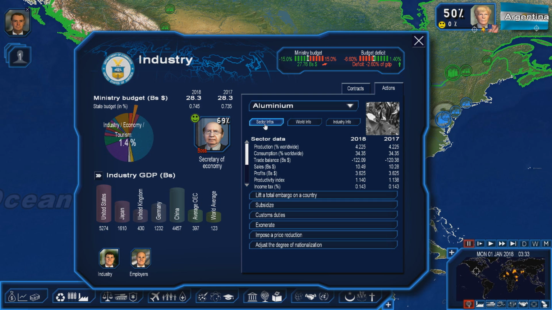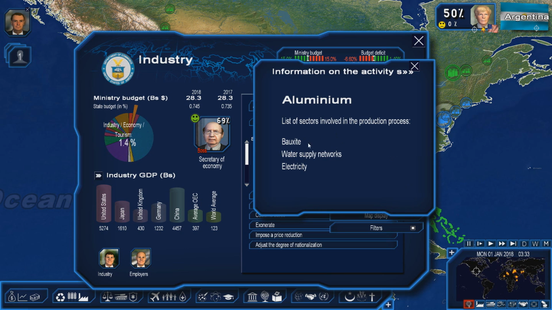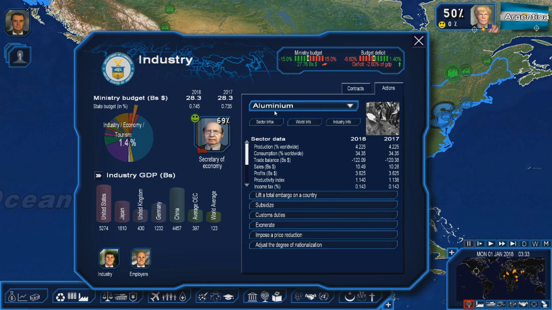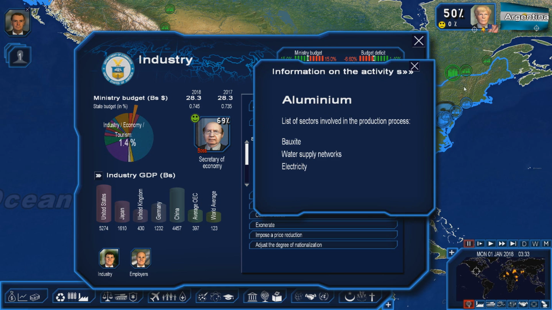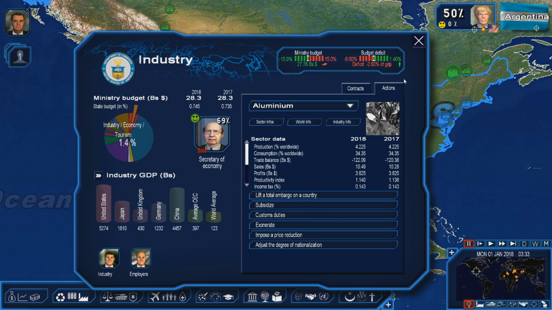So coming over to aluminum, if you see it right now, we need bauxite, water supply networks, and electricity to actually produce aluminum. And you need electricity to produce a lot of industrial products. So aluminum needs bauxite, and if you don't have bauxite, then you need to import that kind of product to produce it. So I think that would be enough from talking about industry and stuff like that.